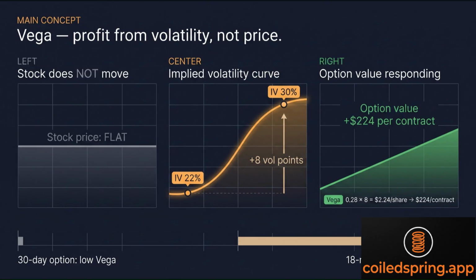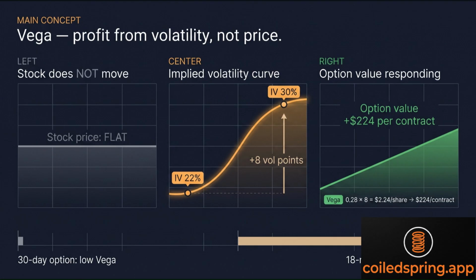The stock did not move. Not a single dollar. The company didn't report earnings. No news came out specific to that stock. Pure volatility expansion, and your option gained $224 per contract. Now think about what that means at scale. If you hold 5 contracts, that's $1,120 in profit from a volatility move, with the stock flat. If you hold 10 contracts, $2,240. Without the underlying moving a tick.